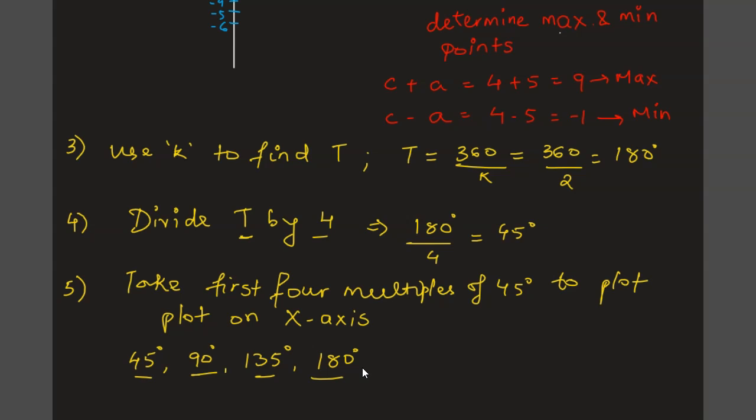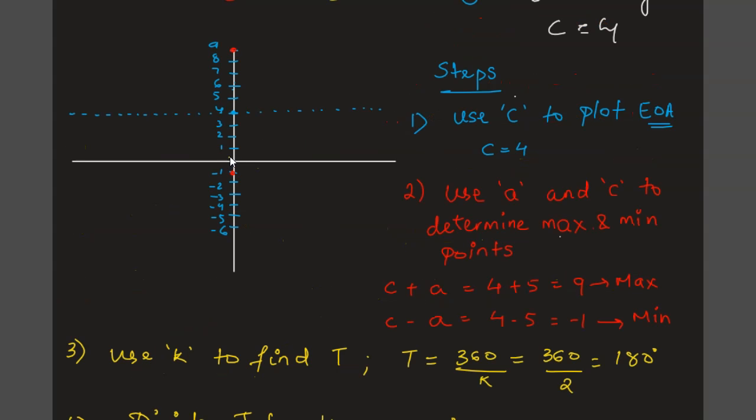Let's see how it looks on the x-axis. This is definitely my 0 degrees. This is 45 degrees. This is 90 degrees. This is 135 degrees. And this is 180 degrees. We can mark these points on the axis of symmetry as well, just in case we don't make any mistake when we are plotting our graph. The first point is always on the axes. These are our multiples of 45 that are represented on the axis of symmetry.